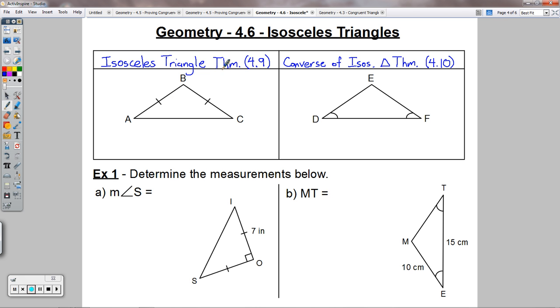So the isosceles triangle theorem says that if you start with an isosceles triangle, which is exactly what we have here, then you can say that these angles are also congruent. These are called the base angles right here. So if in this picture it happens to be true that segment AB is congruent to segment BC, that being true implies that the base angles are also congruent. So angle A is congruent to angle C.